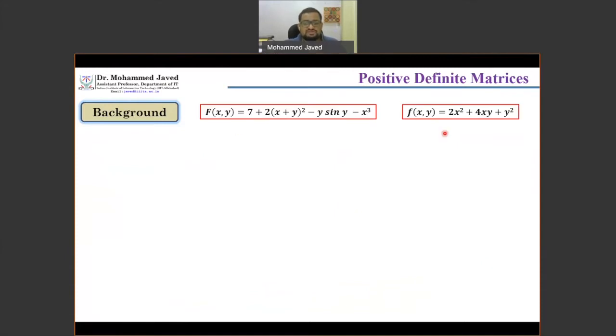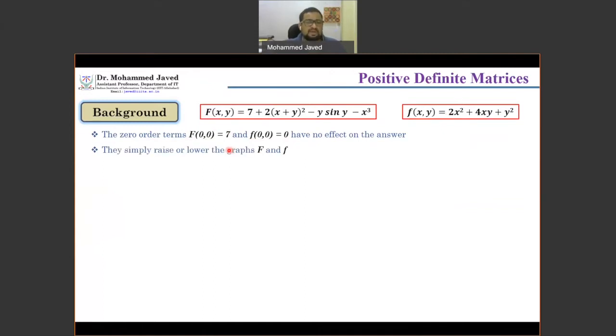These two equations are already given in the previous slide, and now let us substitute x comma y as 0 comma 0. The zero order terms, that is, F of 0 comma 0 in this case is 7, and f of 0 comma 0 in this equation is 0. So they have no effect on the answer. This will not give me any clue that there is a minimum. They simply raise or lower the graph. And now the clue is that the linear terms give a necessary condition.